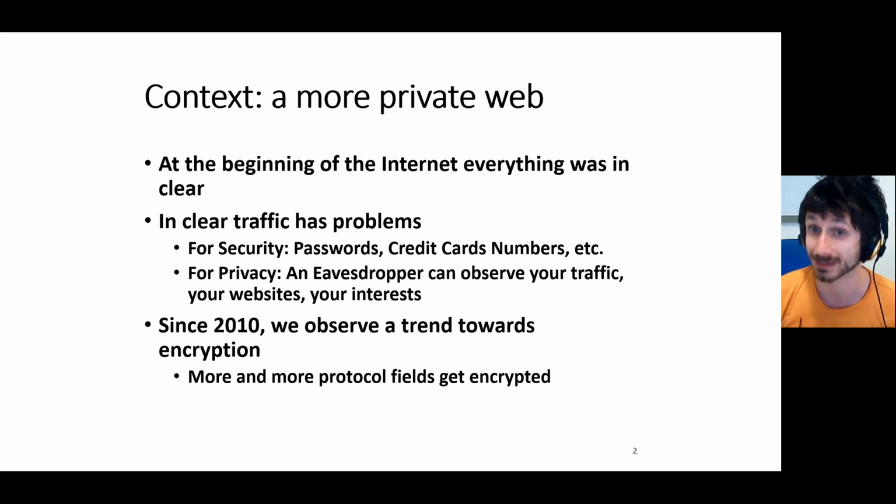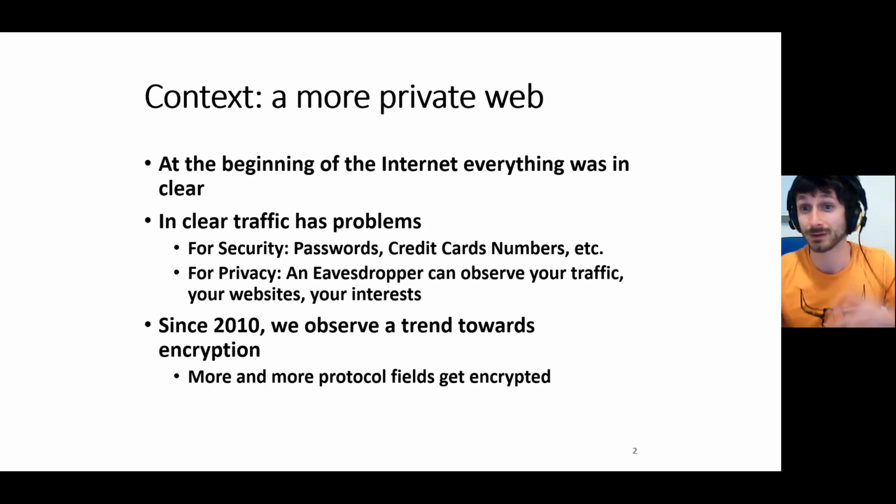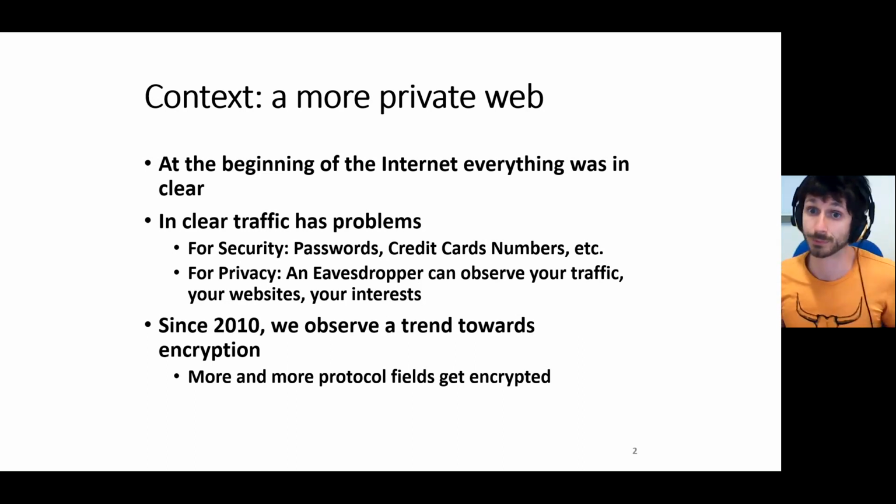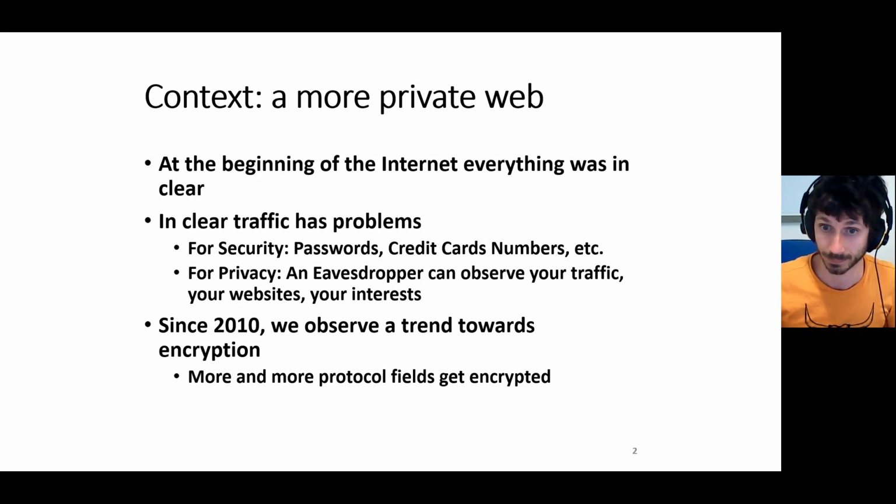We are talking about privacy and the web, and we all know that at the beginning of the internet, everything was almost clear in the network. This poses some issues to security and privacy. For security, for example, because your passwords, your credentials, your credit card numbers pass in clear in the network, and an eavesdropper can get them. And also for privacy, because an eavesdropper can observe your traffic, the websites you visit, and so also understand your interests and build profiles on you.